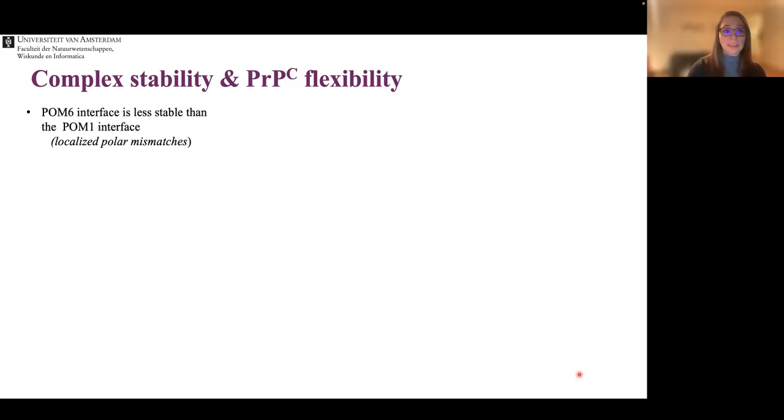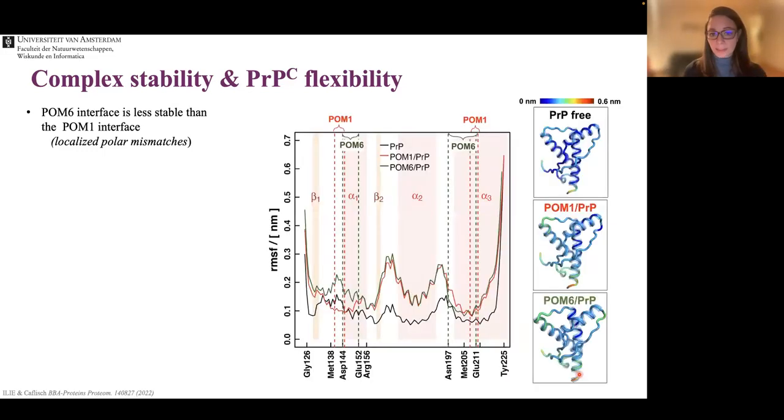So for the first part, we looked at the complex stability and flexibility. We found that the interface between POM6 and the prion protein is less stable than that of POM1, mainly due to local polar mismatches. And then we looked at the flexibility. For this, we plotted the root mean square fluctuations along the C alpha atoms of the residues that construct the globular domain of the prion protein.